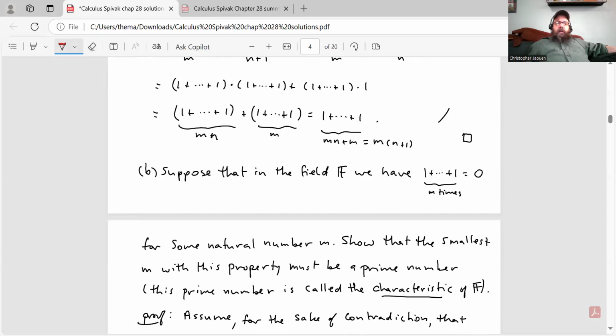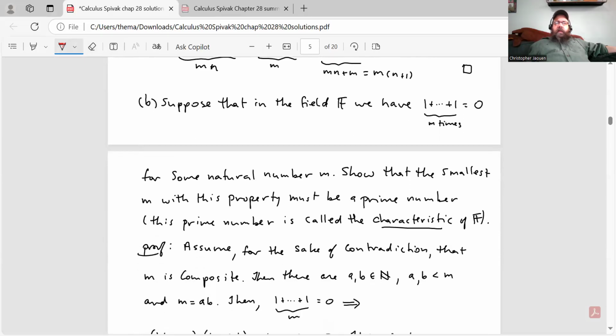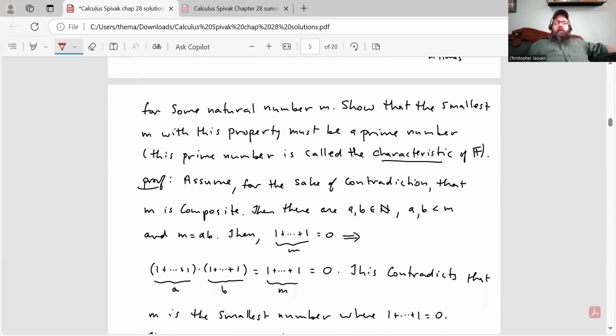All right. Part B, suppose that in a field F, we have 1 plus 1, with itself m times equals 0 for some natural number m. Show that the smallest m with this property must be a prime number. This prime number is called the characteristic of F.